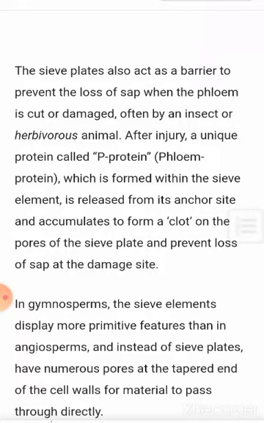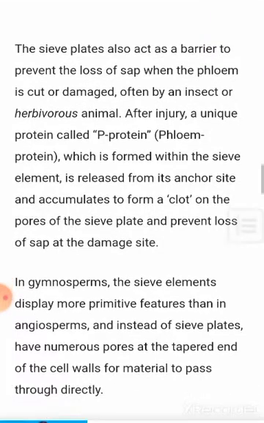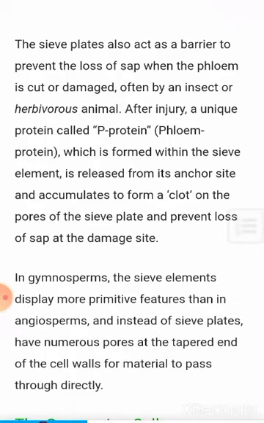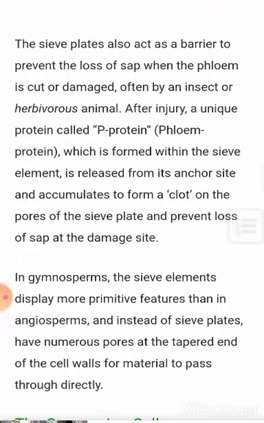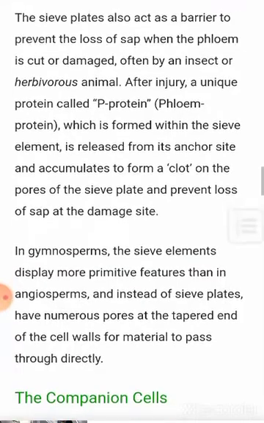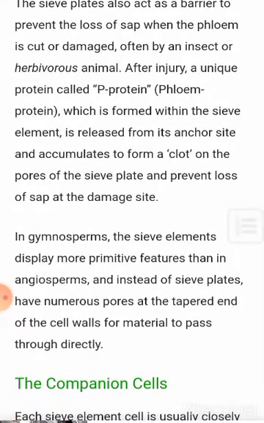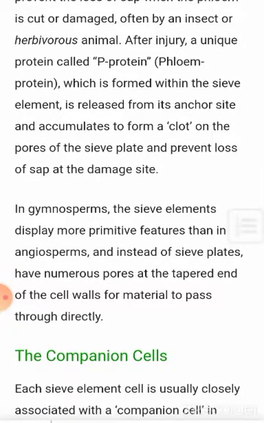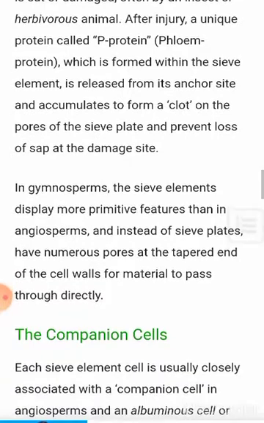After injury, a unique protein called P protein, or phloem protein, which is formed within the sieve element, is released from its anchor site and accumulates to form a clot on the pores of the sieve plate and prevent loss of sap at the damaged site.